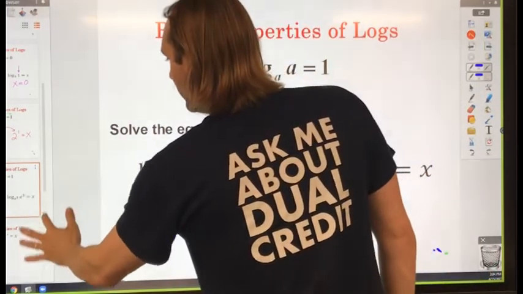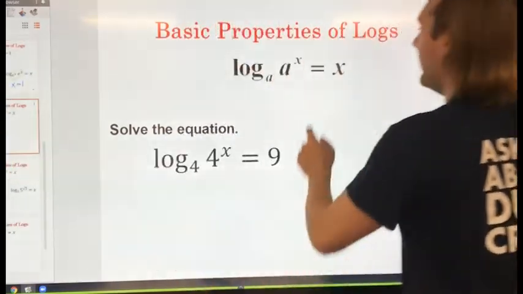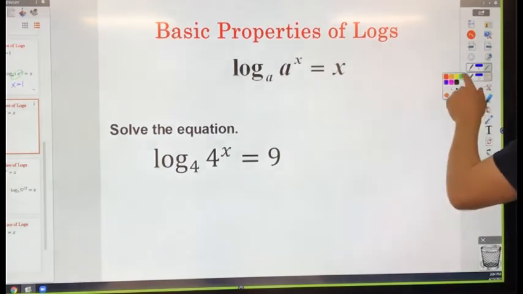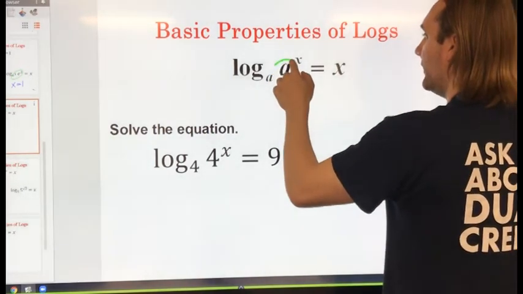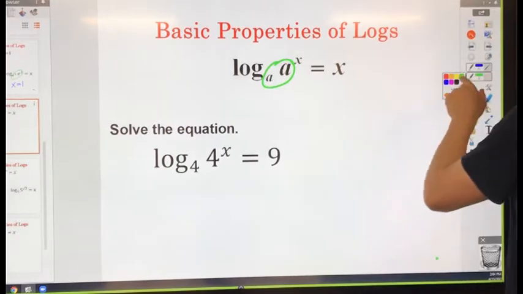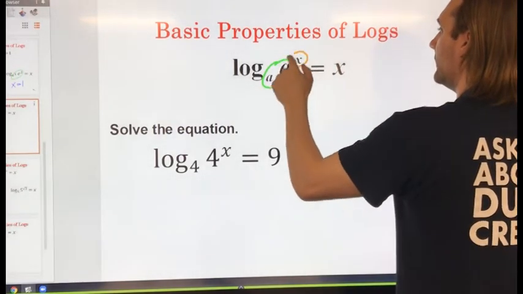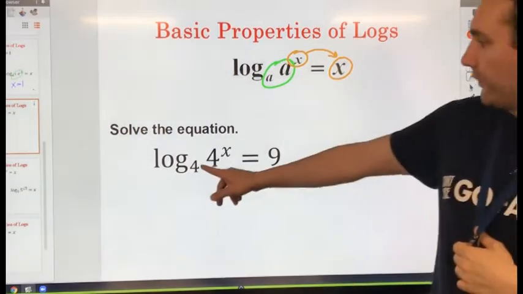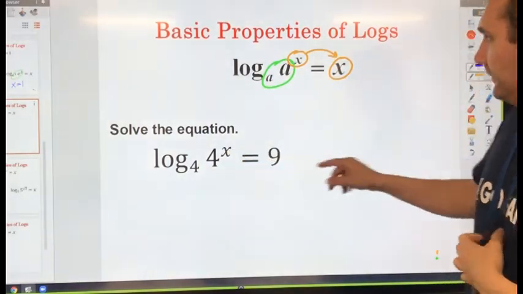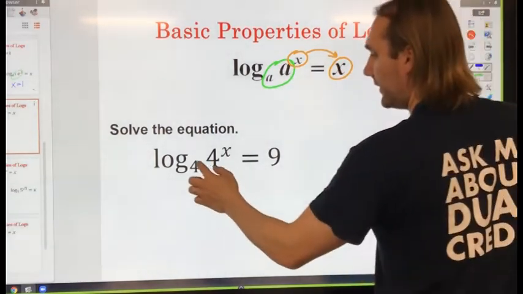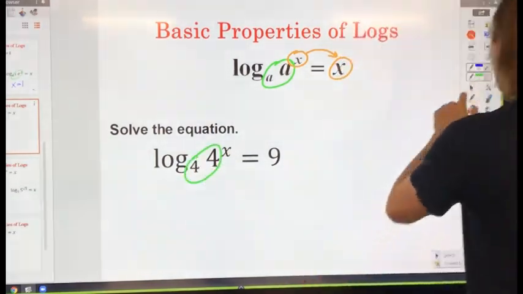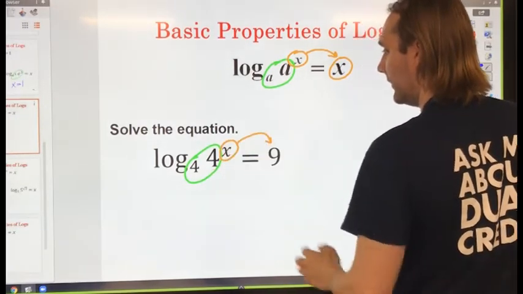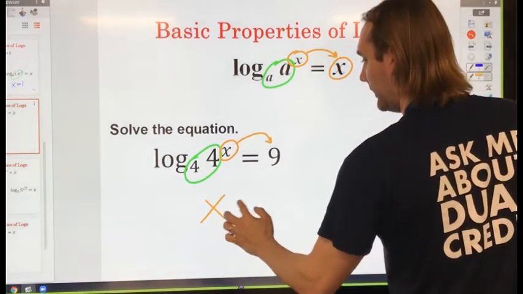Using that same property, but instead of a 1 here, I'm calling the exponent x. So if these are the same value, then that means these are the same value. Okay. So, log base 4 of 4 to the x power equals 9. I notice that these happen to be the same, which means these values have to be the same. So x equals what? 9. X equals 9.